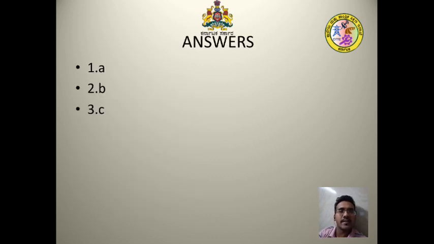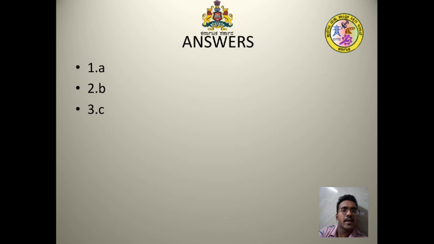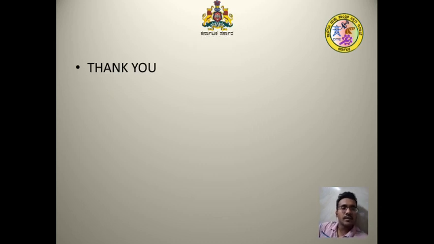Let me check the question. Yes, the answer is: tensile strain is increase in length by original length, compressive strain is decrease in length by original length, volumetric strain is change in volume by original volume. At the end of the objective, we have come to know the different types of strains.